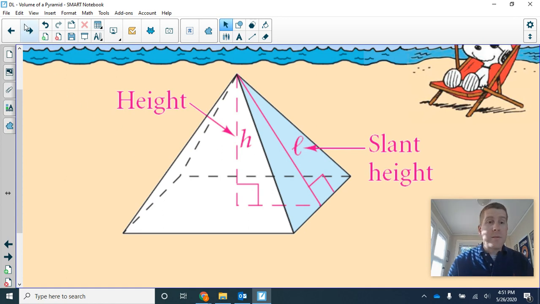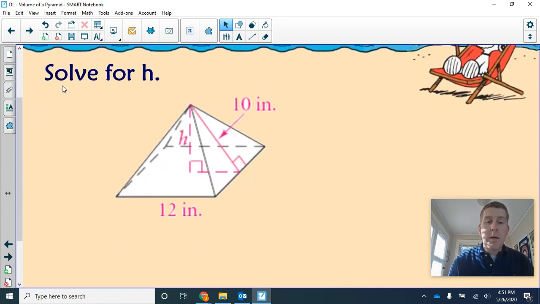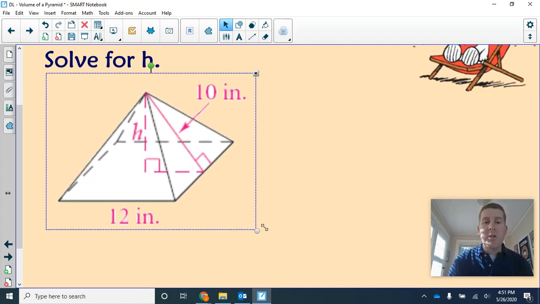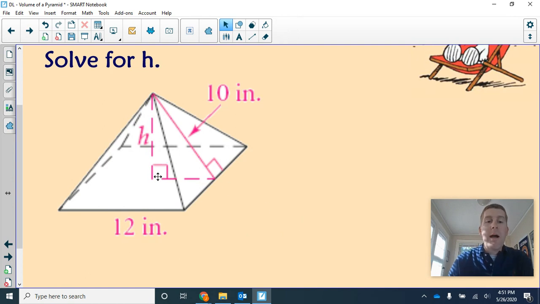But we have a problem sometimes. Sometimes we'll be given an example like this, where it won't tell us what the height of our pyramid is. It'll give us the slant height and say, all right, well, hey, have at it, go find the volume. So we have to use our incredibly brilliant geometry skills to figure out a way that we can find out what the height of this pyramid is.